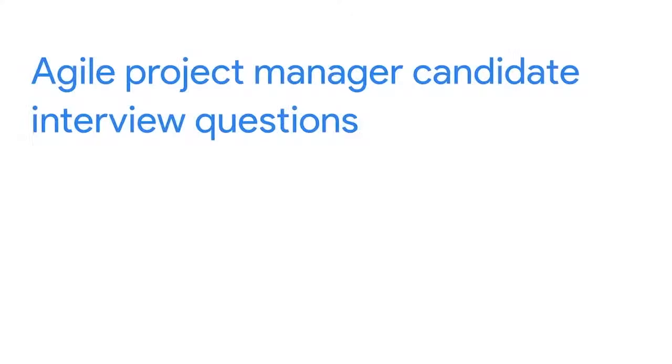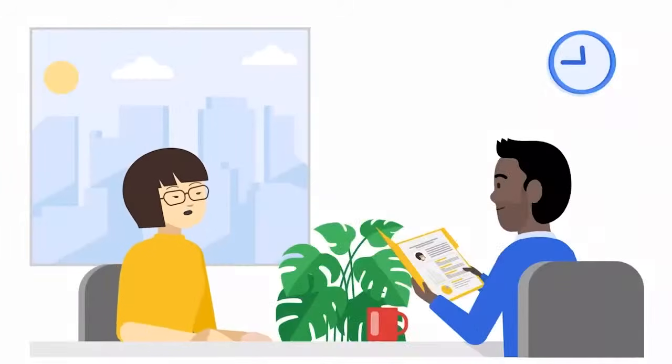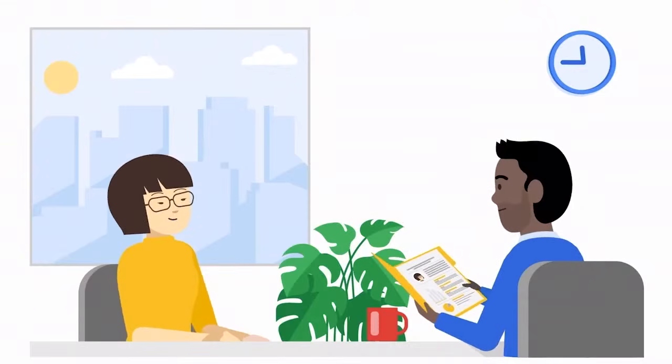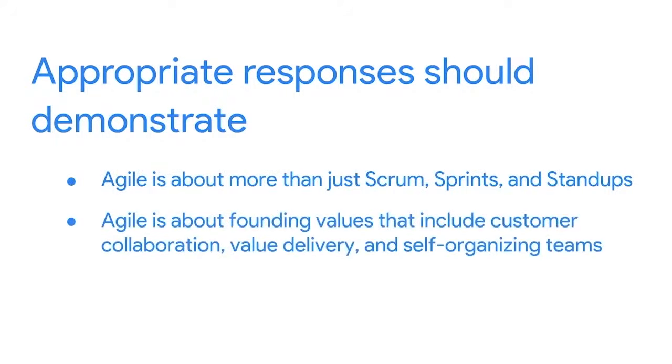Even if a candidate doesn't have Agile on their resume, one of the first things I ask them is, what's the difference between Agile and waterfall project management? Their answer usually tells me instantly if they know what Agile is about, and it's a great launching off point for more follow-up questions. In the candidate's answer to that question, I look for a few specific things. I want to know whether the candidate knows that Agile is more than just Scrum, sprints, and stand-ups. Do they know it's also about founding values that include customer collaboration, value delivery, self-organizing teams?